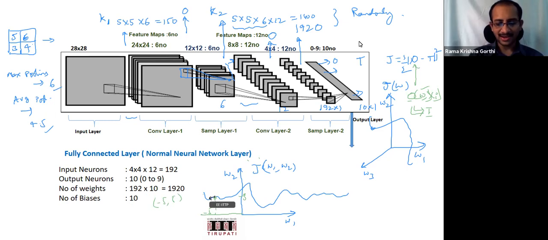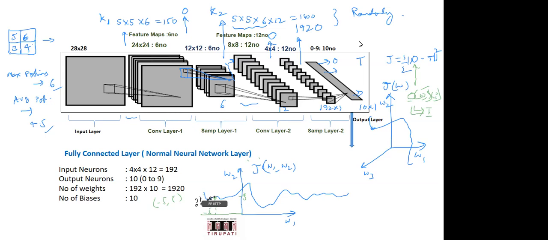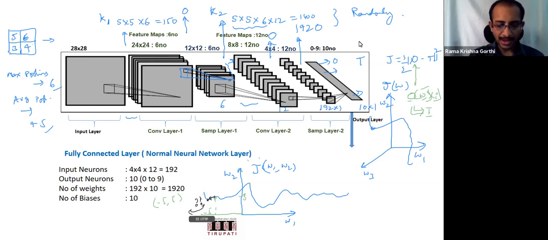Assume that it is this side. I'm going, and finally I reach this. Is this the correct minima for this cost function? It shows a local minima, but not the global. Right. This is referred to as local minima.